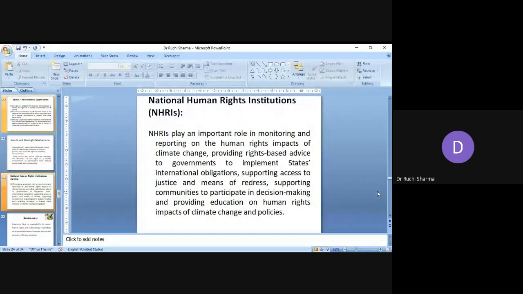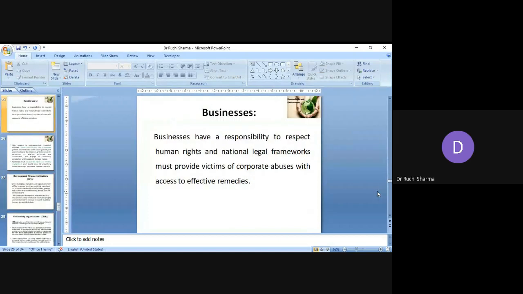Then comes the role of the National Human Rights Institutions. They also play a very important role in monitoring and reporting on the human rights impacts of climate change, participating in decision making, and providing education on human rights, the impacts of climate change, and policies.